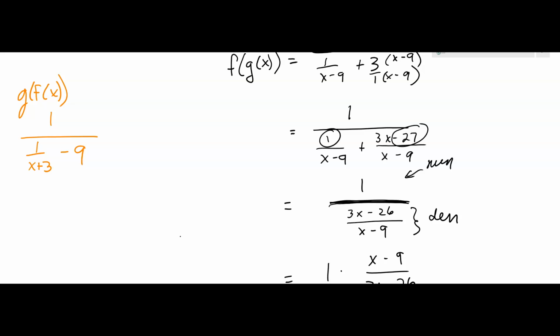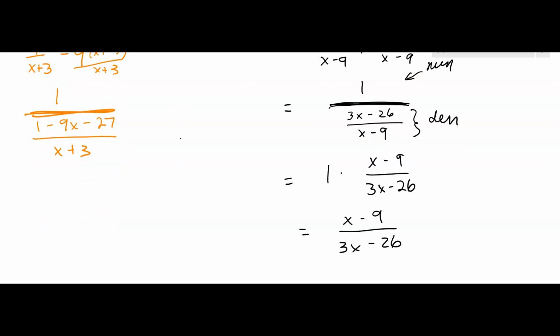Okay. So I'm going to do the same thing. I'm going to get a common denominator here. So I'm going to have 1 in the numerator. Here's my thick bar. Over 1 minus 9x minus 27 over x plus 3. And then simplifying that, we're going to have negative 9x minus 26 over x plus 3.